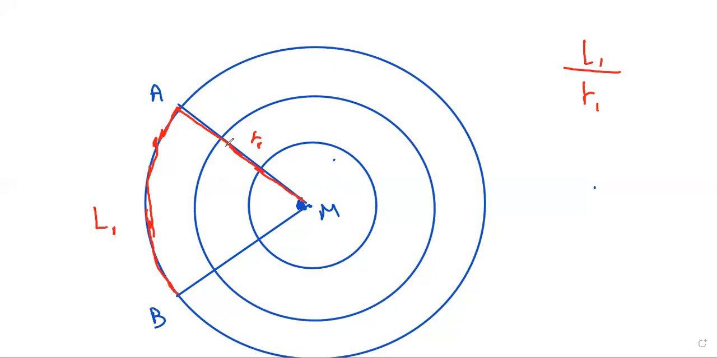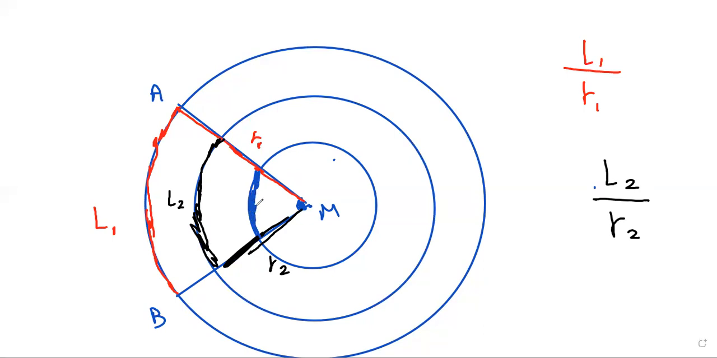And go to the second circle and find the ratio between L2 and R2. Do you follow me? Mariam, do you follow me? Yes. And go to the small circle and find the ratio between L3 and R3. What do you notice? I'll ask you some questions now.